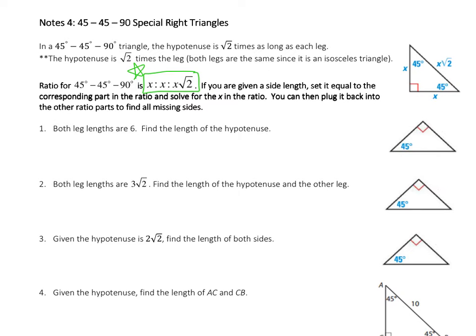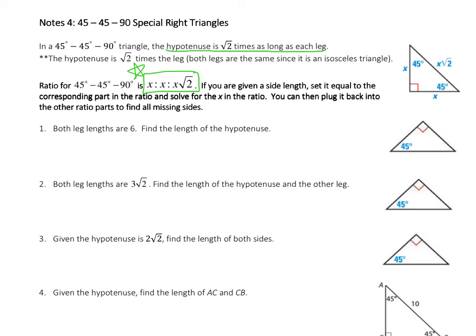Because we have two angles that are the same, we know that the sides across from them will be congruent to each other, and that's why both of those are x's. Then the hypotenuse is the longest side, and if we take one of the legs, we can multiply it by the square root of 2, and that gives us the hypotenuse. So that's what it means when it says the hypotenuse is square root 2 times as long as each of the legs.